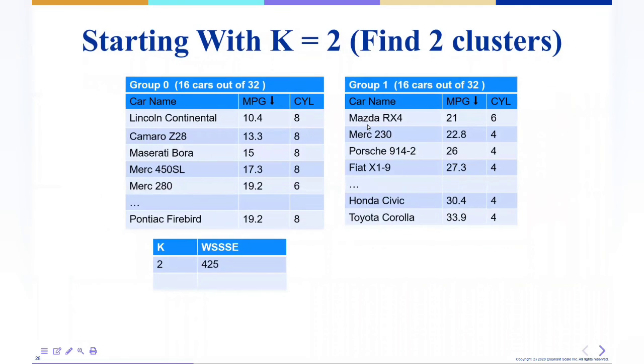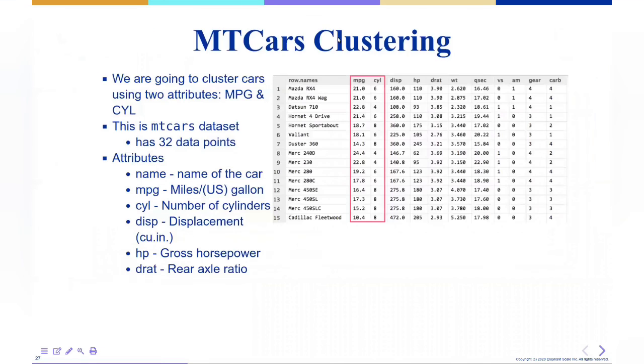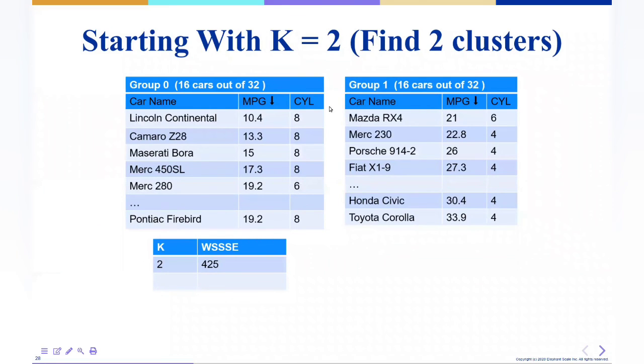So first I'm doing K equals 2. I say, okay, go find me 2 groups. By the way, I have 32 data points altogether. It's just a very small data set. So K-means goes and finds groups and comes back with group 0 and group 1, 2 groups, 16 cars each.